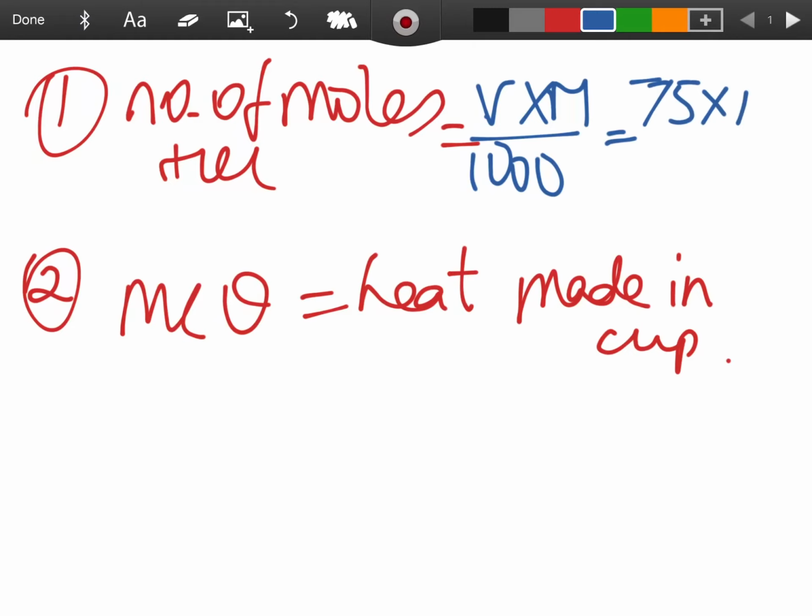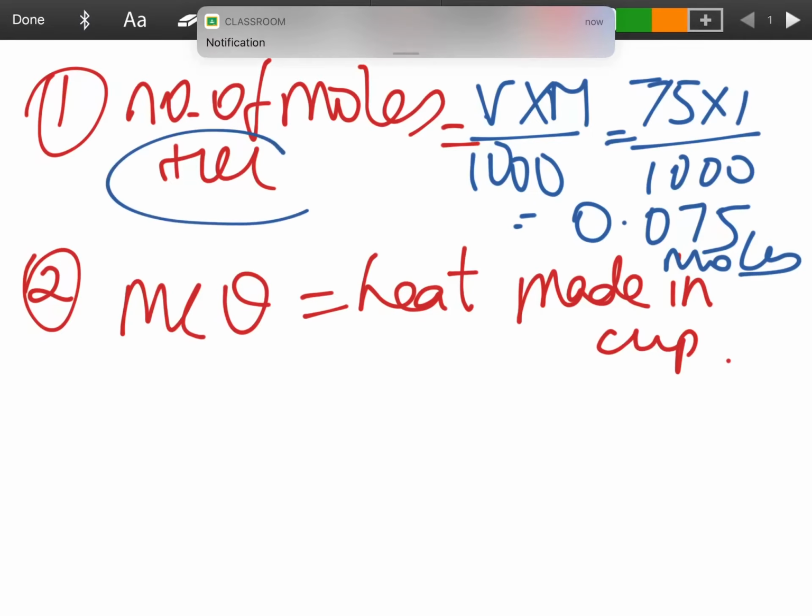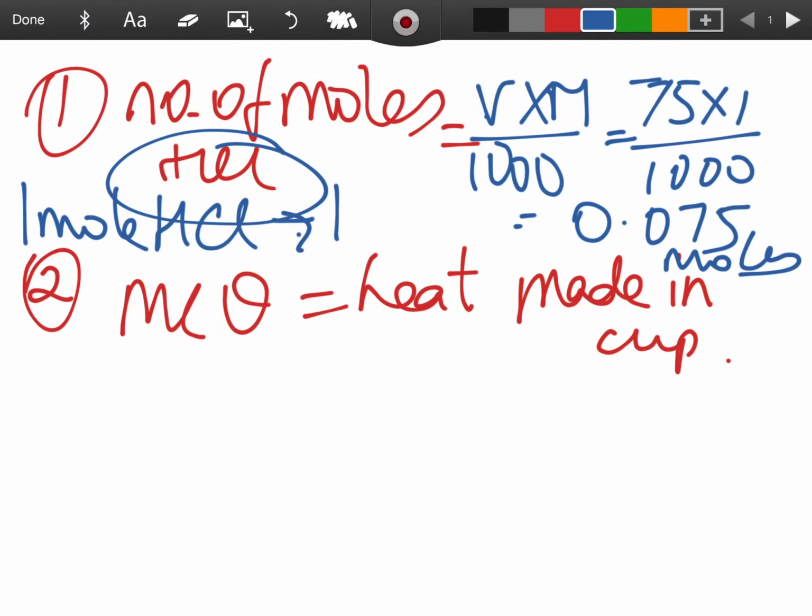Now, the formula for number of moles, well, this is a solution, V by M all over 1,000. The volume of acid that they used was 75. It was a 1 molar acid. Divide that by 1,000, and so you're going to get 0.075 moles of acid. So that's my answer there. How many moles of acid, or how many moles of HCl? Oh, bear in mind as well, it's HCl, right? That would be important, wouldn't it? Monobasic.